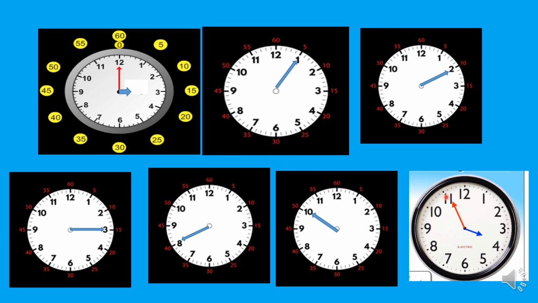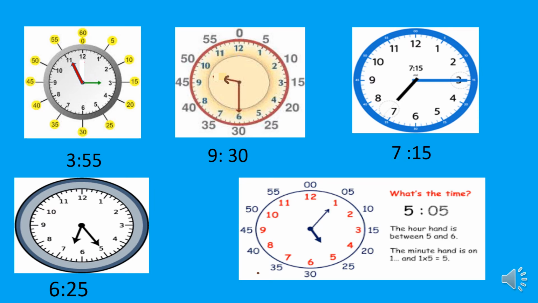A simple tip I am saying: just learn the 5 table. 5 1s are 5, 5 2s are 10, 5 3s are 15, 5 4s are 20, 5 5s are 25, 5 6s are 30, 5 7s are 35, 5 8s are 40, 5 9s are 45, 5 10s are 50, 5 11s are 55. So in the hours place you write 4, in the minutes place you write 55. So now the time is 4:55. Okay, children?